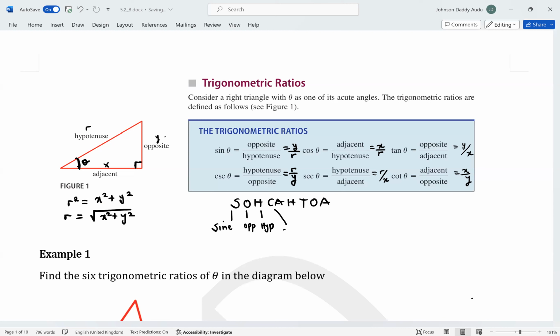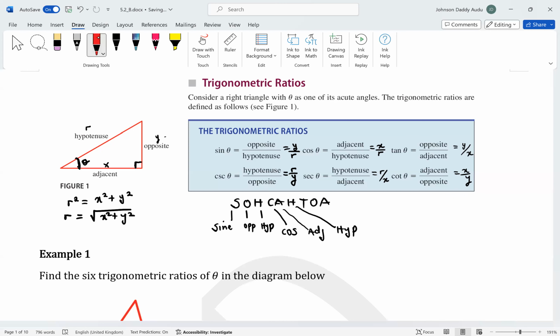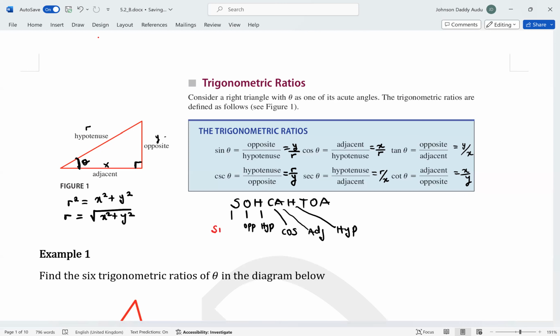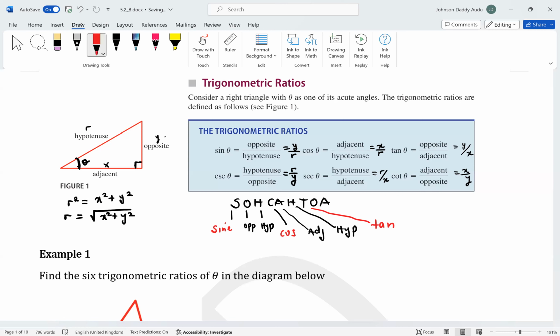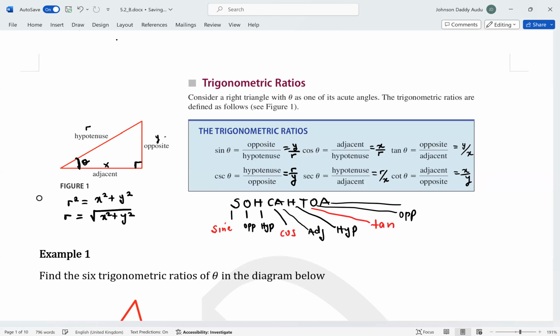C here is cosine, A stands for adjacent, and H again is hypotenuse. So it means that if you are looking for sine, we take opposite over hypotenuse. If you are looking for cosine, it's going to be adjacent over hypotenuse. Then finally, if you're looking for tan, it's TOA, which is going to be opposite over adjacent.